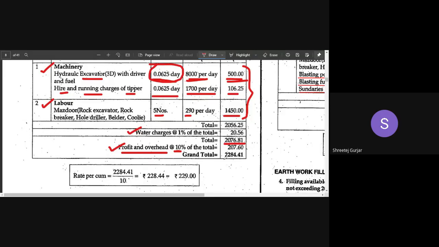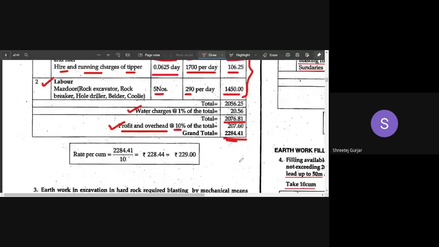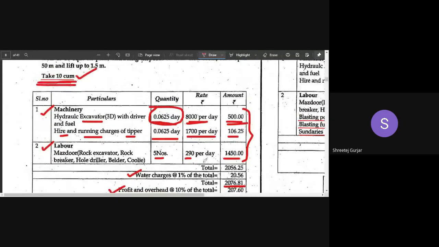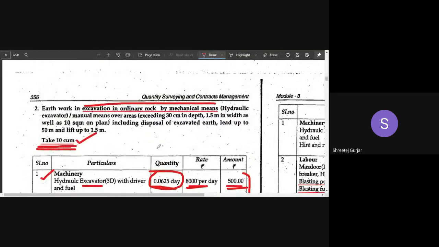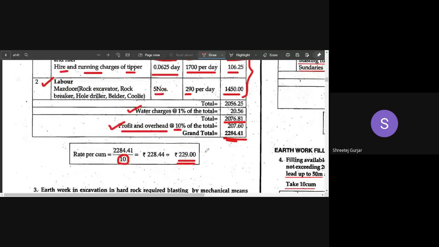Then you can arrive at the grand total, and then divide this grand total by the assumed cubic meter. What we have assumed is 10. So you will arrive at around 230 rupees per cubic meter. Okay, 230 rupees per cubic meter you require for 10 cubic meter of excavation by using a mechanical hydraulic excavator.